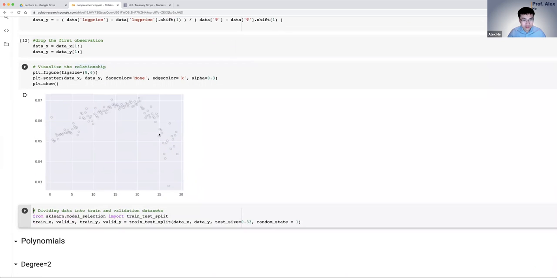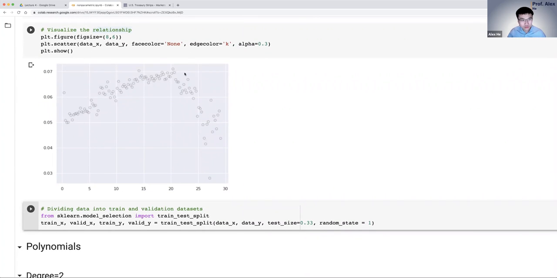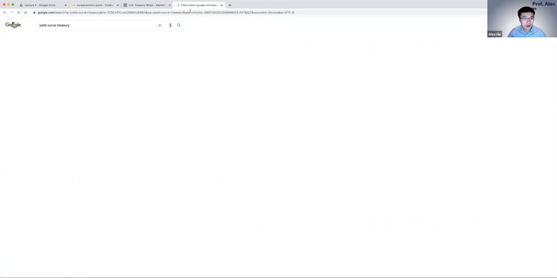And what we see would be something like this. It's all around 5 to 7%. And you can see that this is kind of a nonlinear relationship, right? So you have increasing first and then decreasing afterwards. So if you fit a linear regression to this, it would not work very well. And that's the yield curve we have. You can see that for the most part it is increasing, which means that the long run interest rate is higher than the short run interest rate, except for at the very end, where you have some decreasing relationship. And you can look up the yield curve information. It's all on the Treasury website.